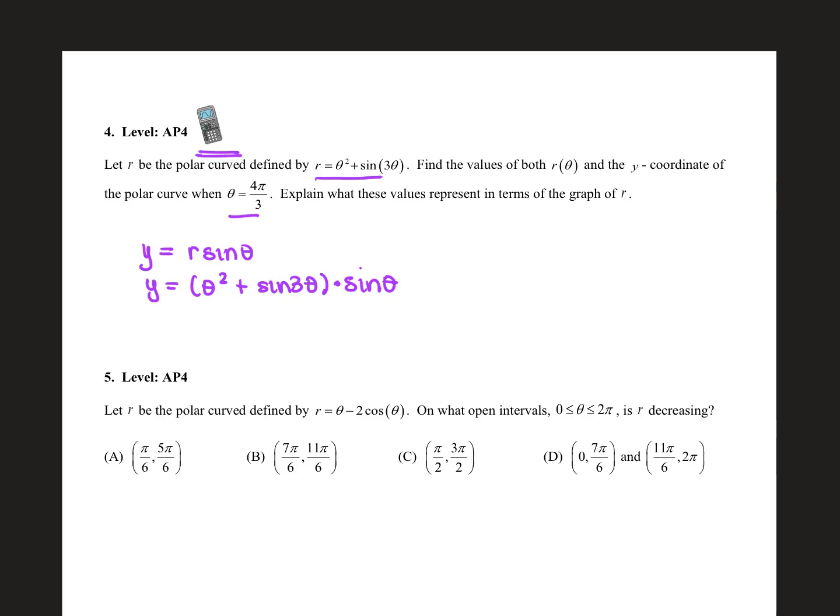And after we do that, so if I take the derivative, dy d theta, hold on, did it want dy d theta? No, it just wanted the y-coordinate, so I don't need to take the derivative. So all I'm going to do is plug in theta equals 4 pi over 3. I'm going to do that directly in my calculator, and we get the value negative 15.195. So this is the y position when theta is equal to 4 pi over 3.